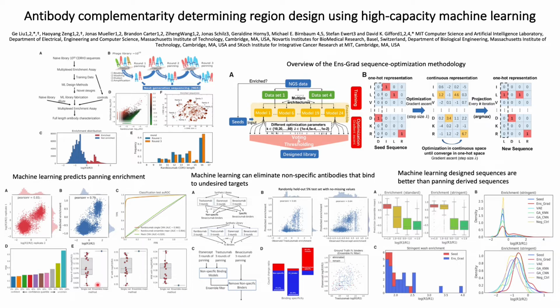This paper also compared the single net and the ensemble net. By using the ensemble method, they get a high Pearson R, high R square, and also a low mean square error. And the second way is using ML to eliminate the non-specific antibodies that bind to undesired targets. Here it shows how they define the specific and non-specific binders by using positive and negative enrichment.